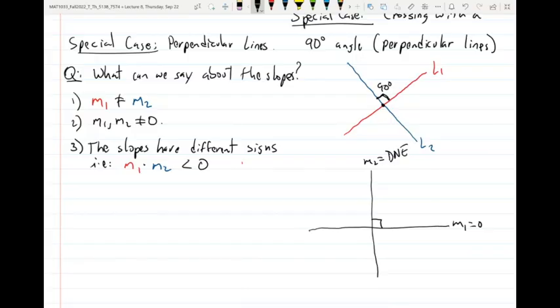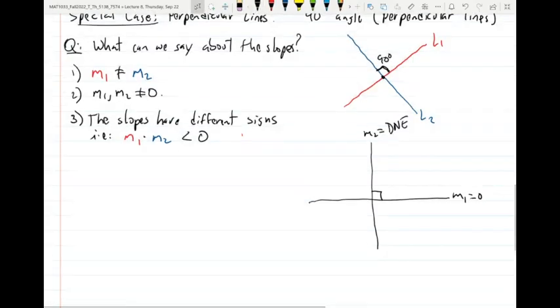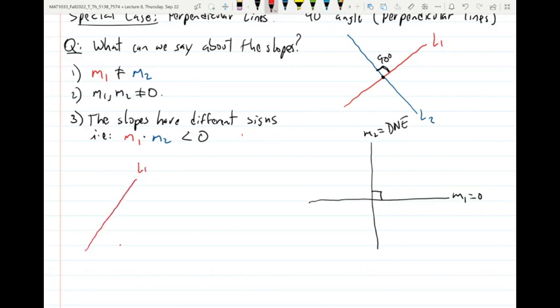So we're going to take advantage of that. Note, I'm going to have my picture here, and I will need space. Go here. So here is L1.